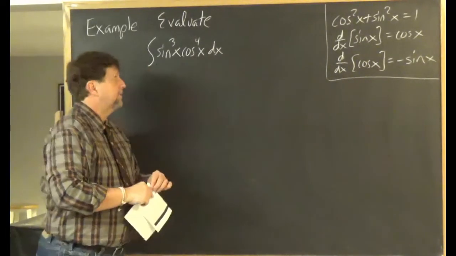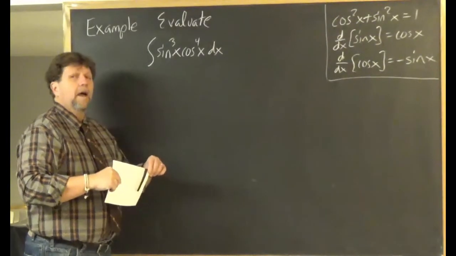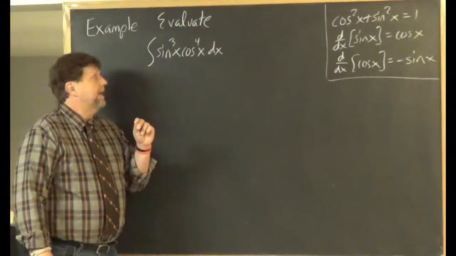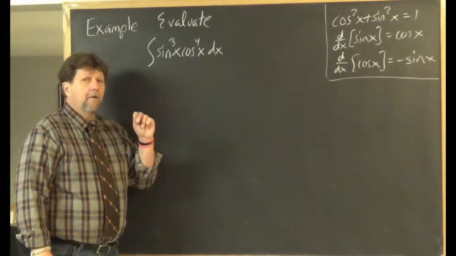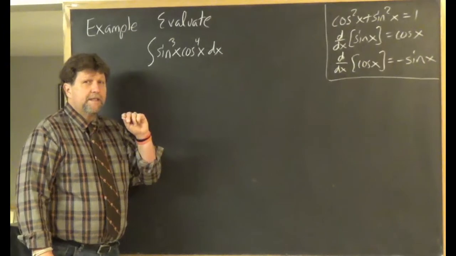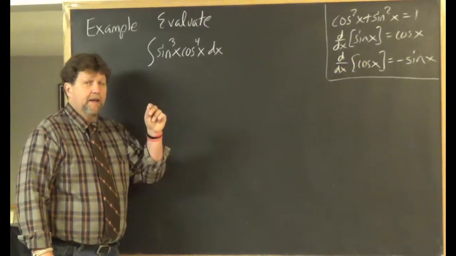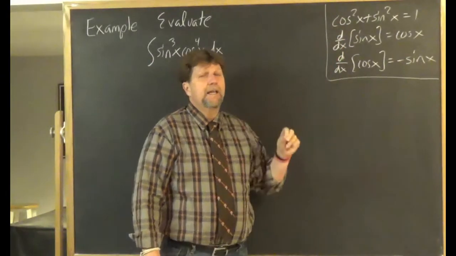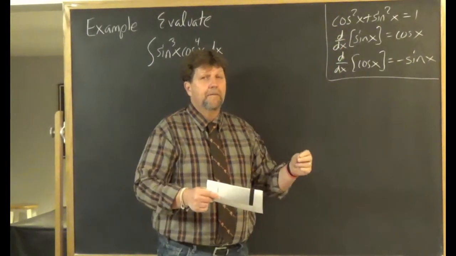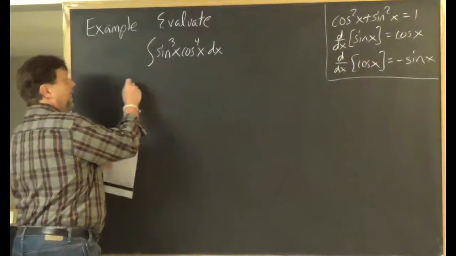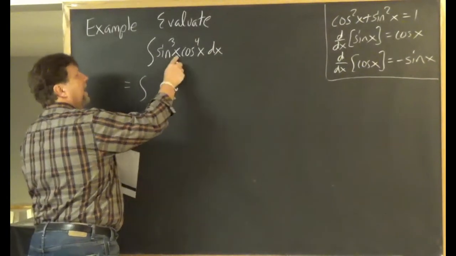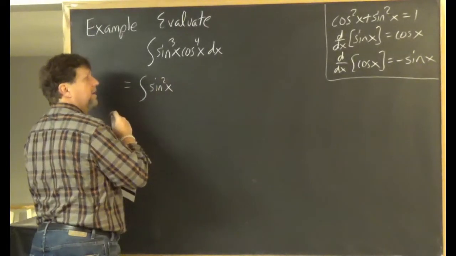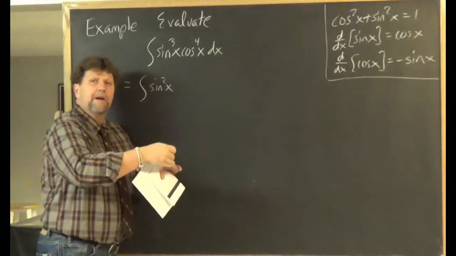In other words, I see a sine cubed x, and I'm thinking, if I were to see just a sine squared in there, I could use this identity to get rid of that sine squared and get a cosine. And it just so happens that if I look at sine cubed as being sine squared, well, we know sine cubed is sine squared times sine.